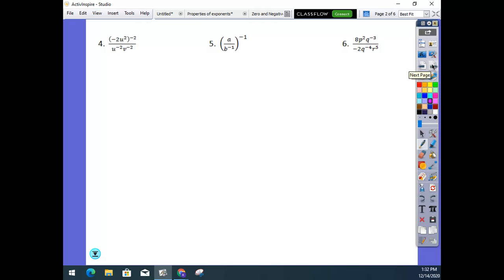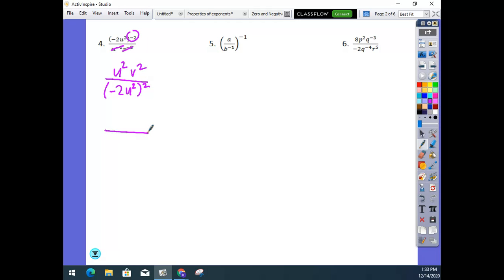Okay, multiple ways to do number 4. Probably the first thing I would notice, the entire numerator has a negative exponent. I'm going to move the entire thing just like it's written to the bottom, making the exponent on the outside positive. The u to the -2 on the bottom moves to the top and becomes positive. Same with the v to the -2, it moves to the top and becomes positive.